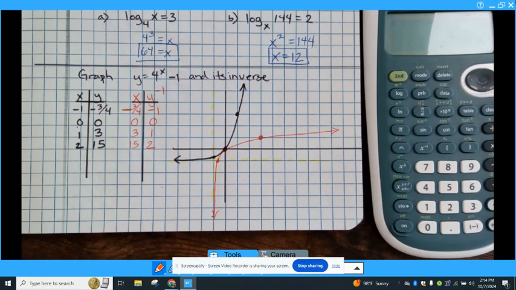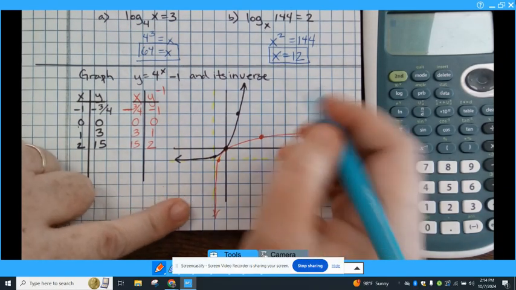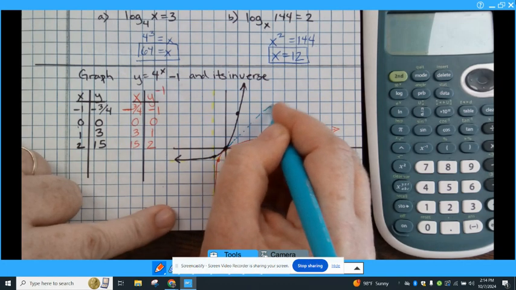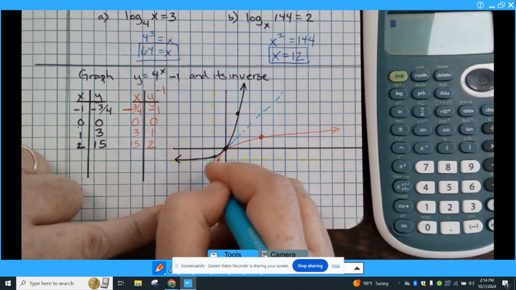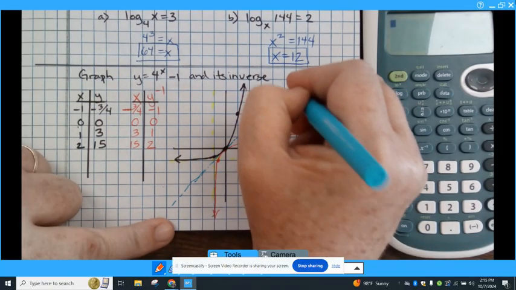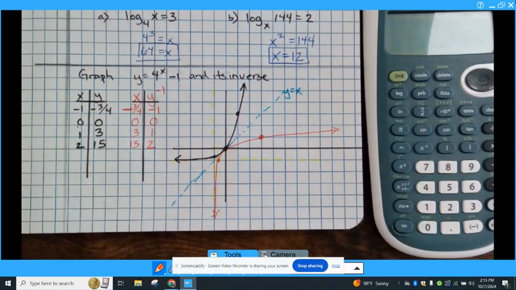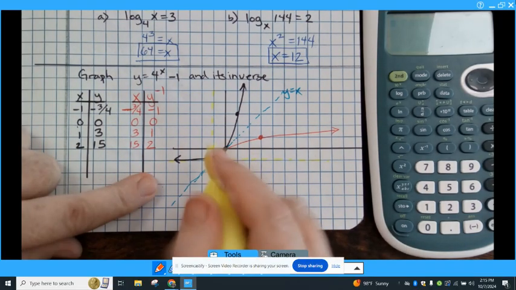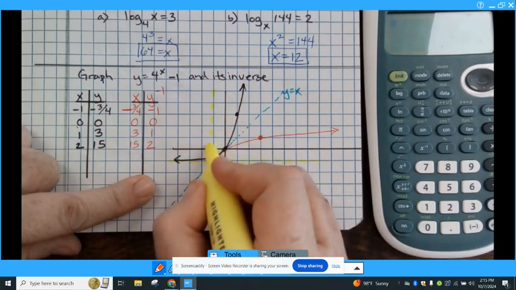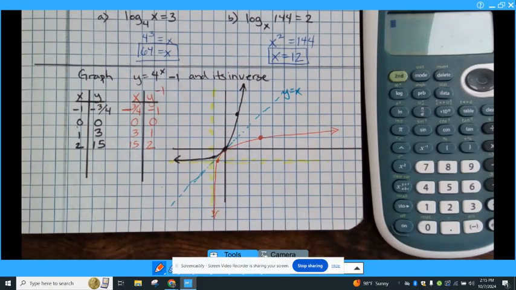And they are inverse over the line y is equal to x. So to remind you guys, there are reflections over the y is equal to x. You can see it, the best I can draw it. Not the best. So that's the line of symmetry. There are reflections over that. I wish I had a better highlighter, one that wasn't yellow. But those are the asymptotes.